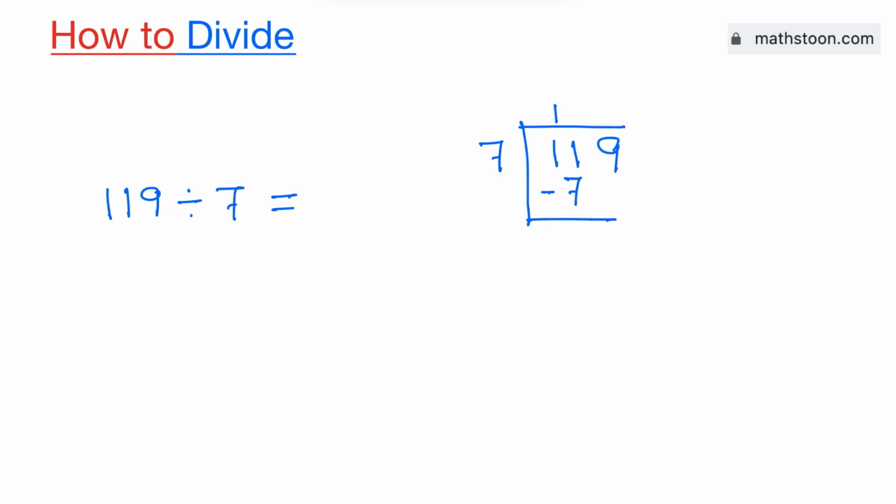Subtract, we get 4. Now see that this 4 is less than 7. That is why we will bring down this number 9 here. And we know that 7 times 7 is equal to 49. Subtract, we get a 0. As we have got the number 0 and there is no number to bring down here, so we will stop. Therefore, 119 divided by 7 is equal to 17.